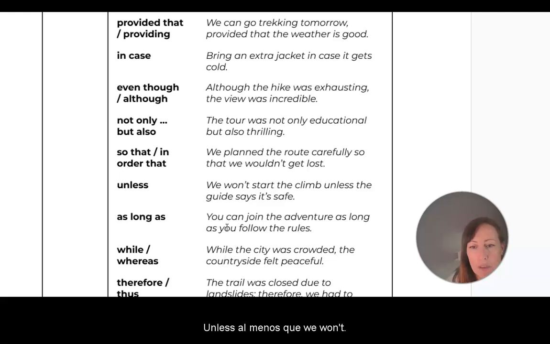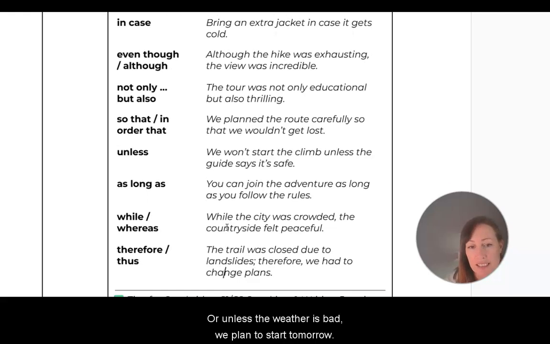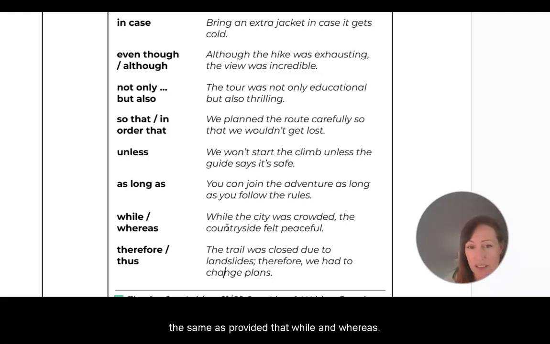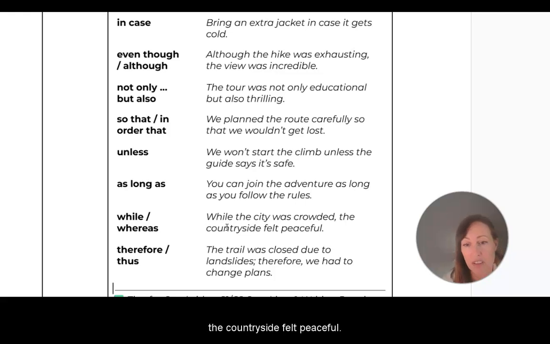Unless, al menos que. We won't start the climb unless the guide says that it's safe. So, useful to know. Or unless the weather is bad, we plan to start tomorrow. As long as we mentioned before, the same as provided that. Siempre que. While and whereas. So, they can mean the same thing, mientras. While the city was crowded, the countryside felt peaceful. Whereas the city was crowded, the countryside felt peaceful. And then while can also be at the same time. While you tidy up, I will do the dishes, for example.